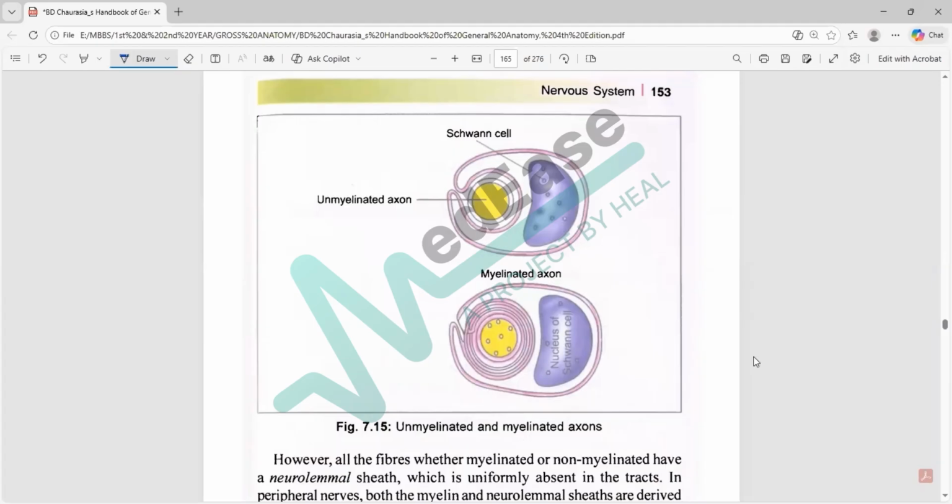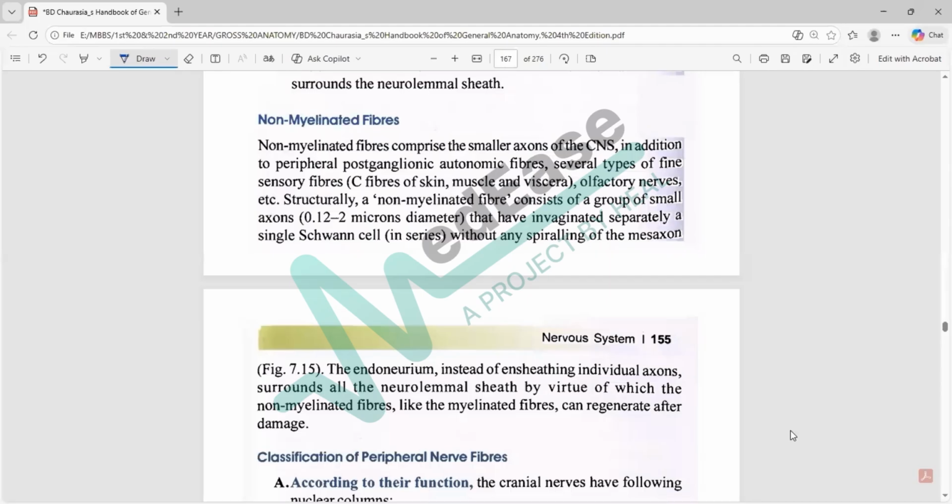Now, moving on, when we talk about the non-myelinated fibers, what is their significance against the myelinated ones? Remember, the non-myelinated fibers do not have myelin, so their conduction speed will be much lower than usual. However, they are related to the Schwann cell, which is not involved in myelination, but is involved in providing trophic nutrition to them.